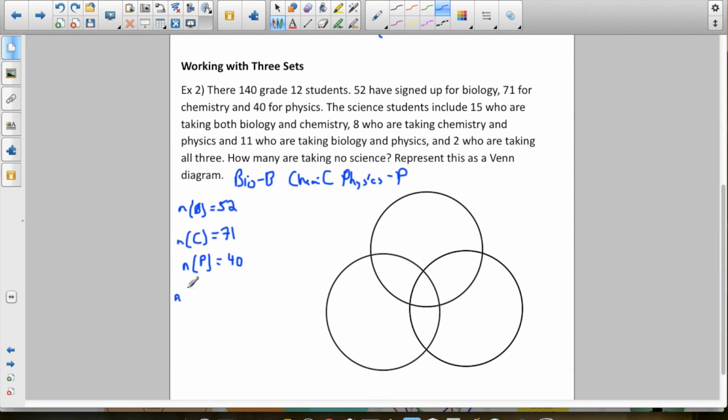So now we want the intersection of bio and chem. So that's the intersection of B and C, which is 15. So that's this part here. Chem and physics, so the number of chem intersect physics is 8. The intersection of the last combination, bio and physics, is 11. Then we get this number here, which is 2 are taking all 3.